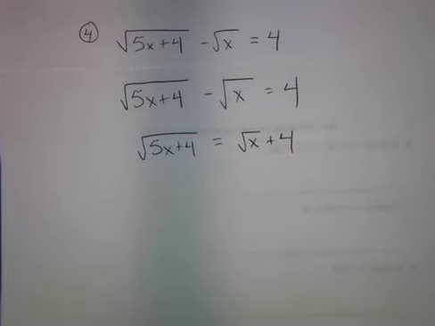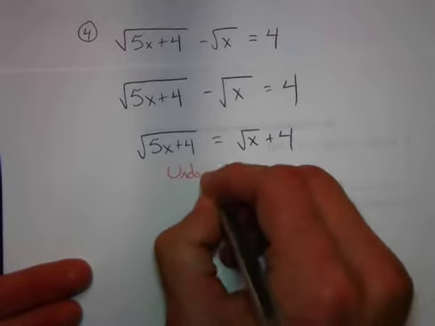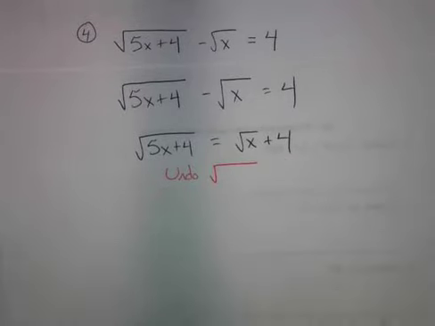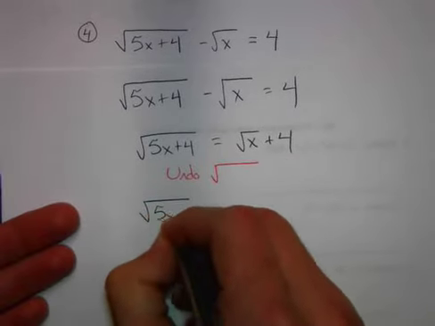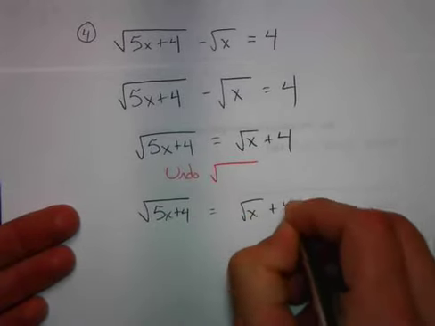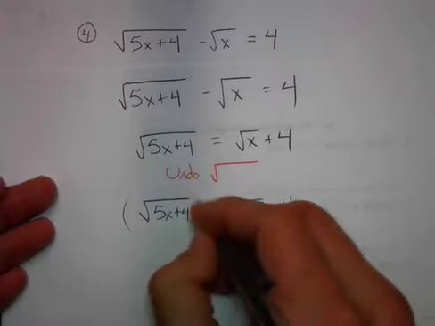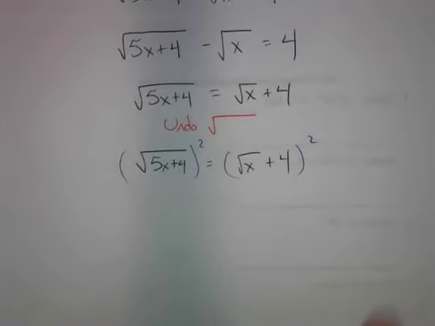Okay. Now, some stuff is going to get crazy. Check this out. Now we're going to undo this big grouping symbol. Okay, so undo the big grouping symbol. And of course we do that by raising both sides to the second power. Is that going to solve our problems? Maybe, maybe not. We're going to find out.